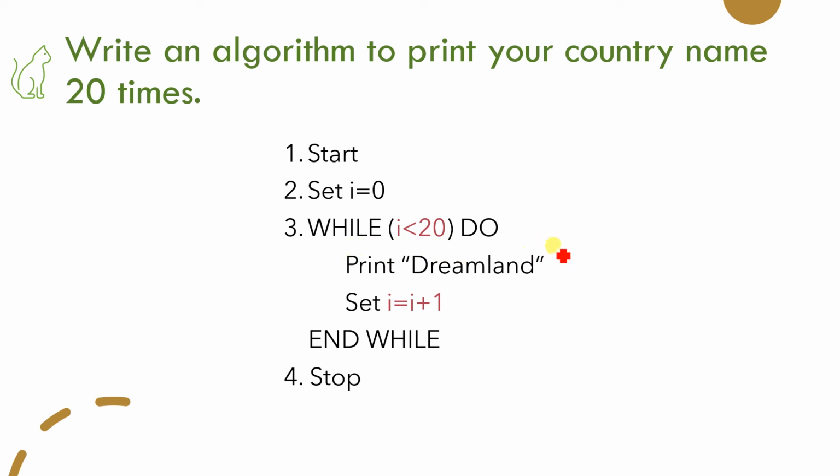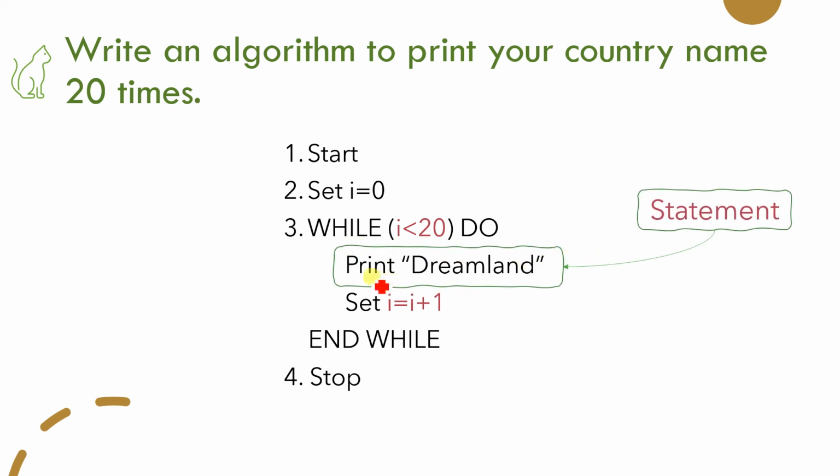So what is the statement part? Print dreamland is our statement. That means I want to execute this particular line 20 times. That's why this represents the statement. All other lines are directly related to the syntax itself, which we have already discussed in the previous slides. Hope you understand the algorithm.